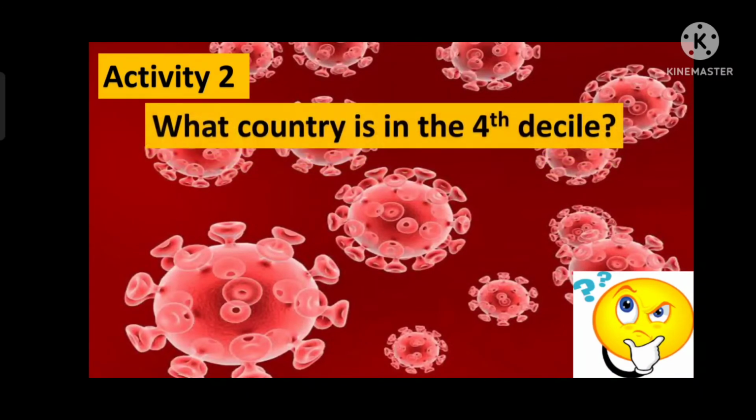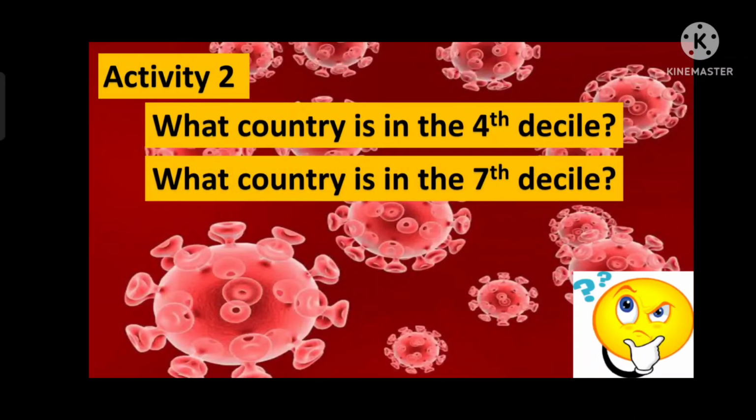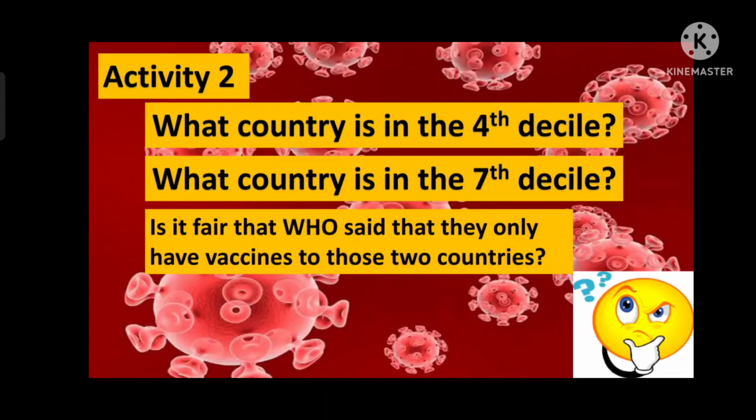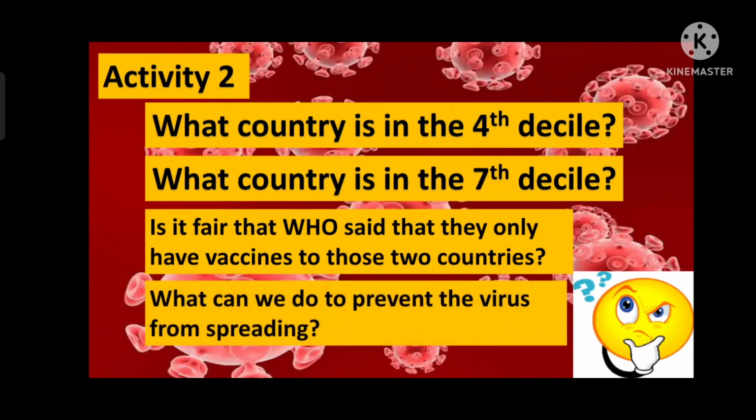Activity 2. What country is in the 4th decile? What country is in the 7th decile? Is it fair that WHO said that they only have vaccines to those 2 countries? What can we do to prevent the virus from spreading?